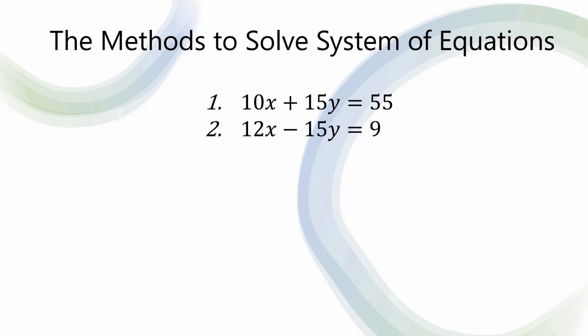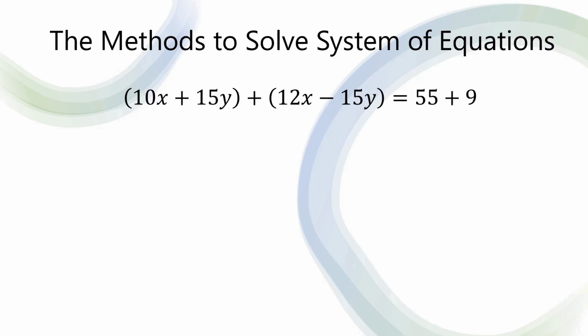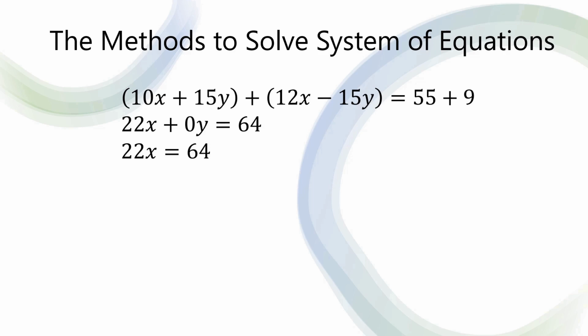Now both equations are modified. Modified equation 1, 10x plus 15y equals 55. Modified equation 2, 12x minus 15y equals 9. Step 4. We add the two modified equations to eliminate y. 10x plus 15y plus 12x minus 15y equals 55 plus 9. This simplifies to 22x equals 64.